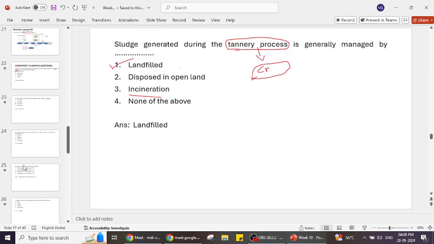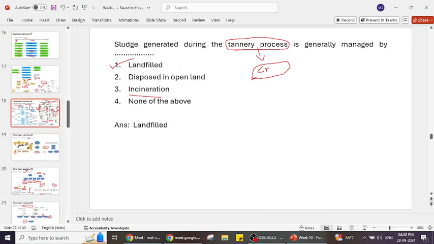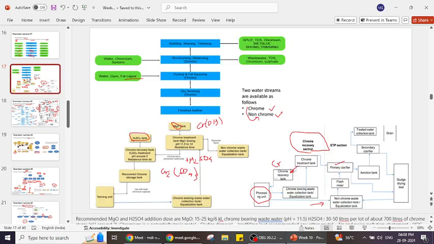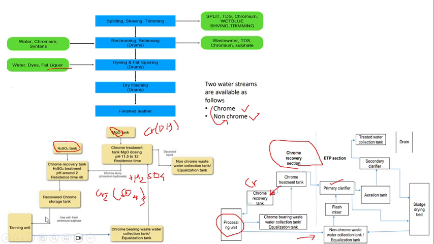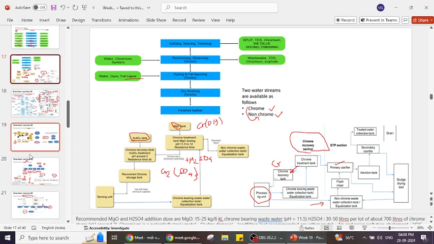Why this is emphasized again and again is because of the higher usage of chromium sulfate. Once the chromium sulfate is recovered to the chrome storage tank, this water is mixed with the non-chrome waste collection tank. So whatever sludge is obtained here can be landfilled after ensuring that the chromium content is not there. Okay.